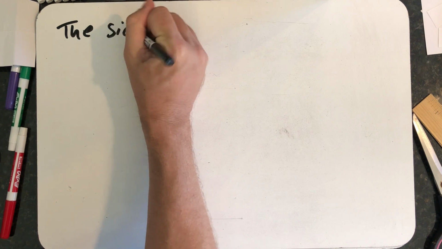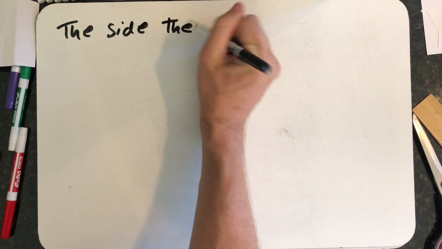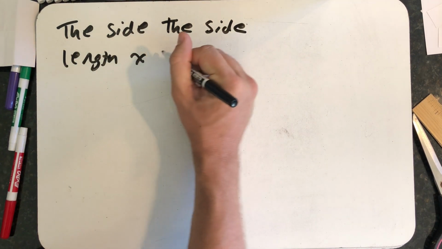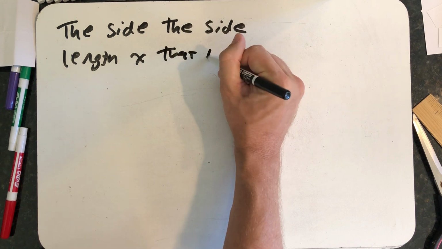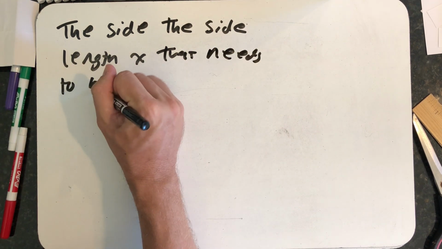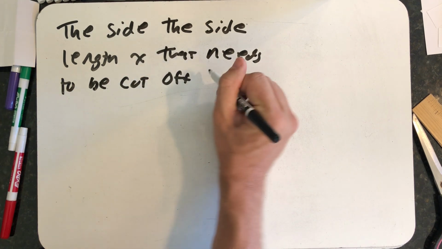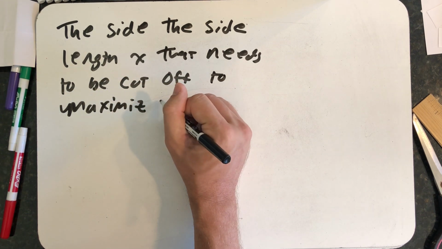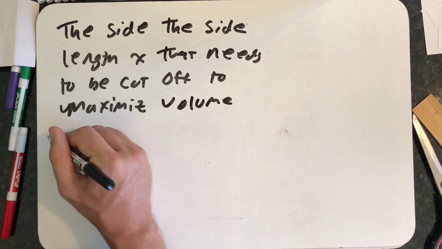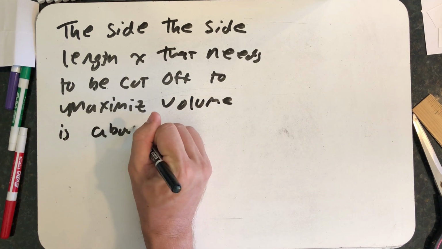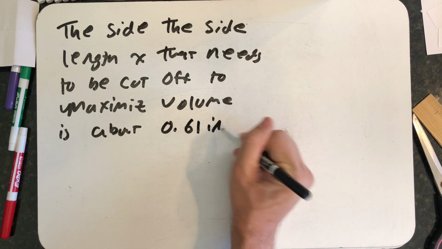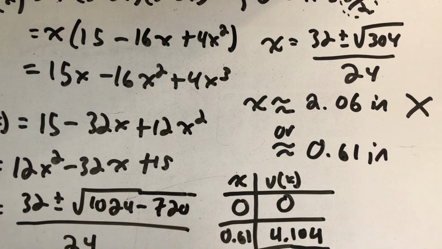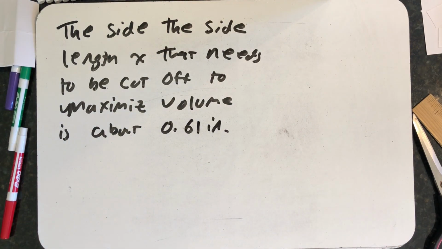The side length x that needs to be cut off to maximize volume is about 0.61 inches. And that's what I was asked to find. If I was asked to state what the volume would be, well, I'd have to say it's about 4.1 cubic inches. I wasn't asked for that.